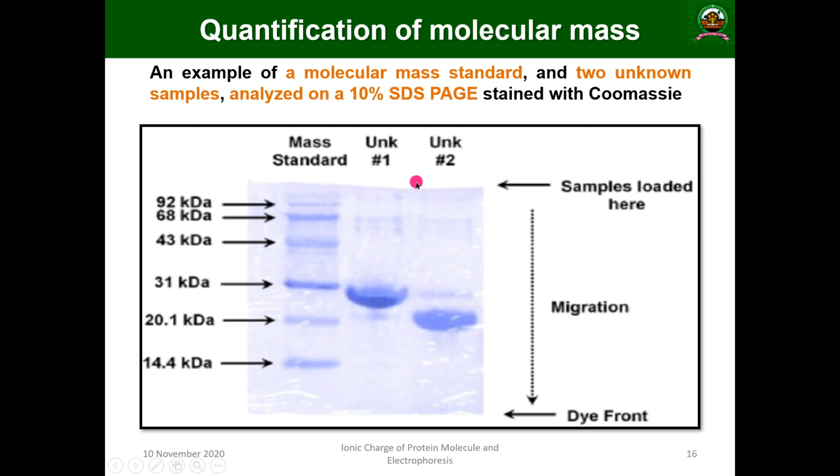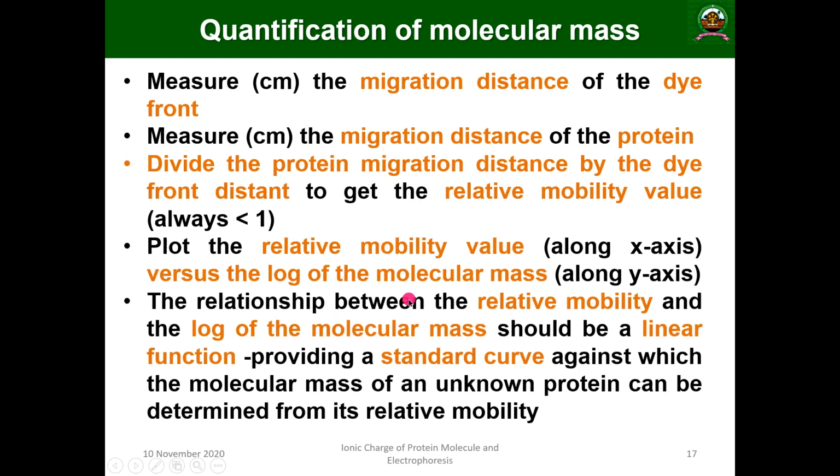And this is the sample. There are sample wells here, and here only it is loaded. This unknown sample migrated in this direction. This is known as the dye front. I told you the entire blue color will be where it has reached. That is known as the dye front. From here, from cathode to anode, it will migrate, and here you can see the bands. These are the proteins. Now you can stain this with Coomassie brilliant blue, compare with the sizes, and study the molecular weight.